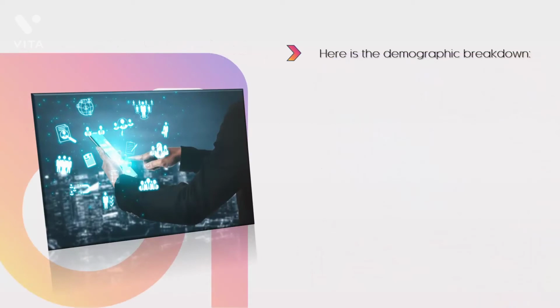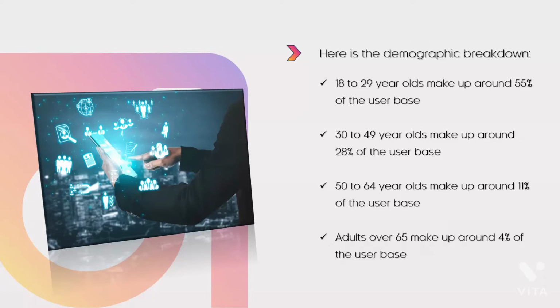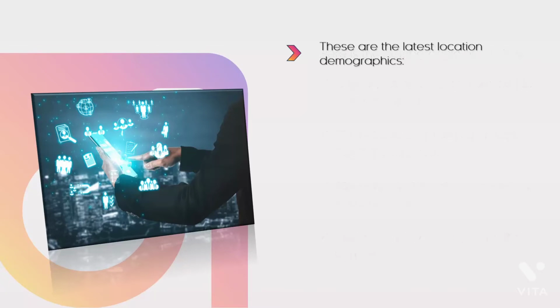Here's the demographic breakdown. 18 to 29-year-olds make up around 55% of the user base. 30 to 49-year-olds make up around 28% of the user base. 50 to 64-year-olds make up around 11% of the user base. And adults over 65 make up around 4% of the user base. Another interesting thing is where Instagram users live. These are the latest location demographics.